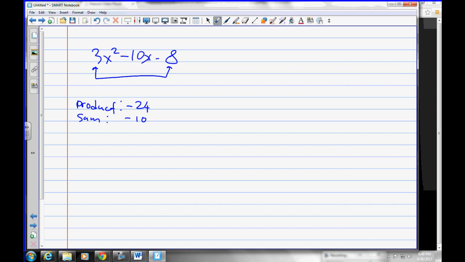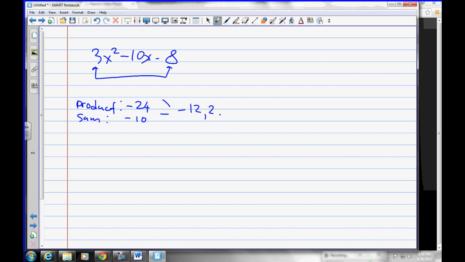So can you think of two numbers that multiply to negative 24 and add to negative 10? Minus 6, minus 4, or... 8 and 3? Well, 8 and 3 will add up to 11-ish. Negative 12 and positive 2, that's right. These are the two numbers that will multiply to negative 24 and add to negative 10. Now, what do I do with those two numbers? That's the tricky part.